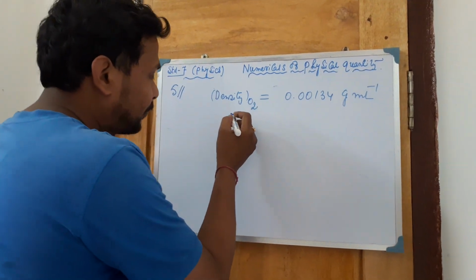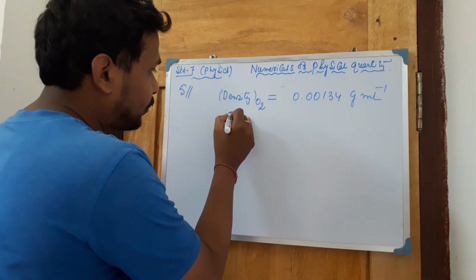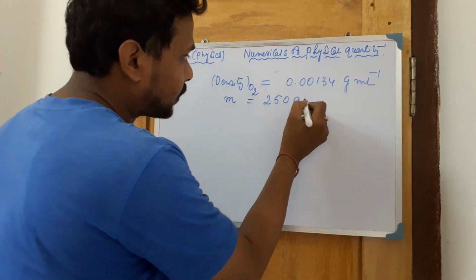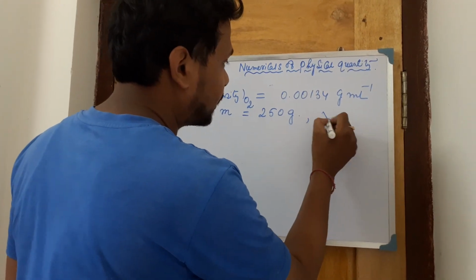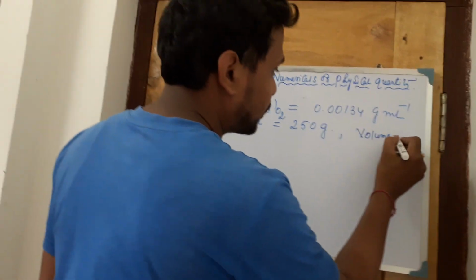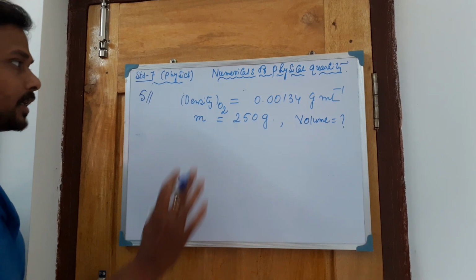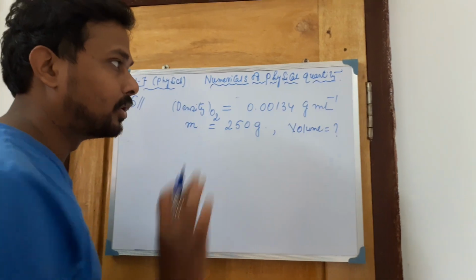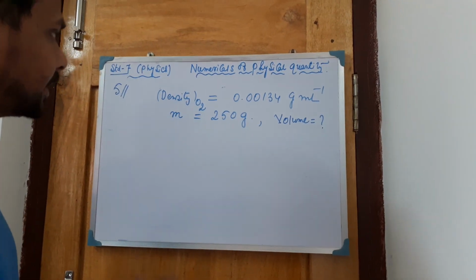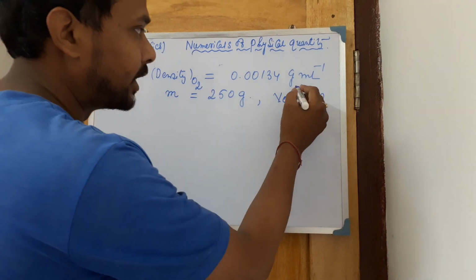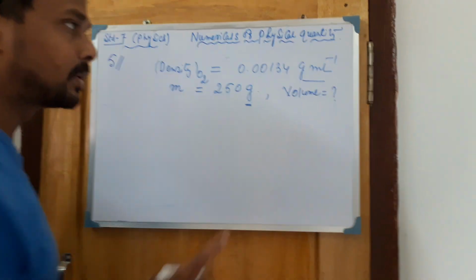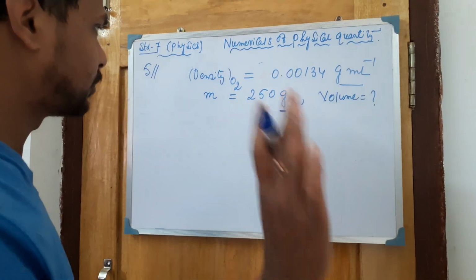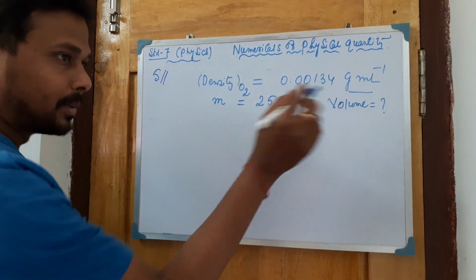So 250 gram, that means the volume you are going to calculate. Mass is given as 250 gram, and you have to calculate the volume. The density of oxygen is given, then mass is given, and you have to calculate the volume from only one formula. Now in this case you first have to check whether these two are in the same system of units or not. Gram is in both, so no need to change anything. Ml is there, so it's okay. The volume will come in milliliter only.